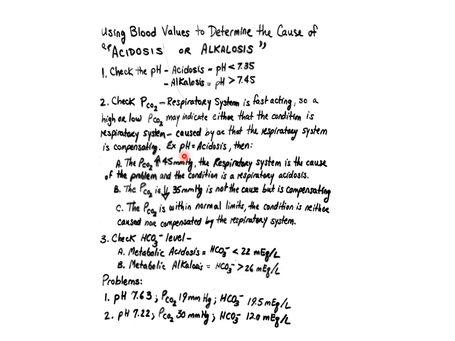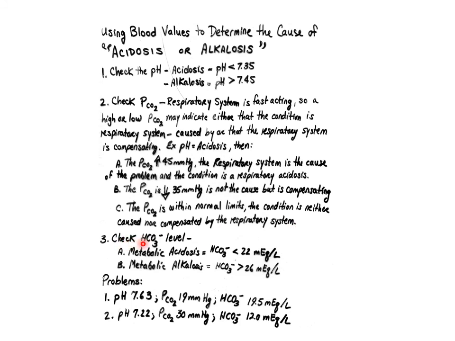So, for example, if the pH indicates acidosis, and the PCO2 is above 45 millimeters of mercury, the respiratory system is the cause of the problem, and the condition is a respiratory acidosis. If the PCO2 is below 35 millimeters of mercury, it's not the cause, but is compensating, okay? If the PCO2 is within normal limits, the condition is neither caused nor compensated by the respiratory system.